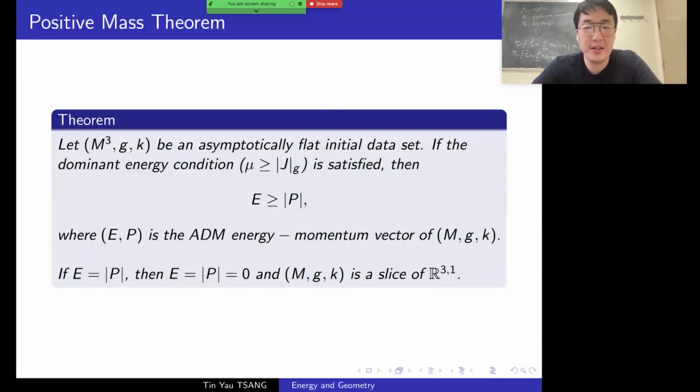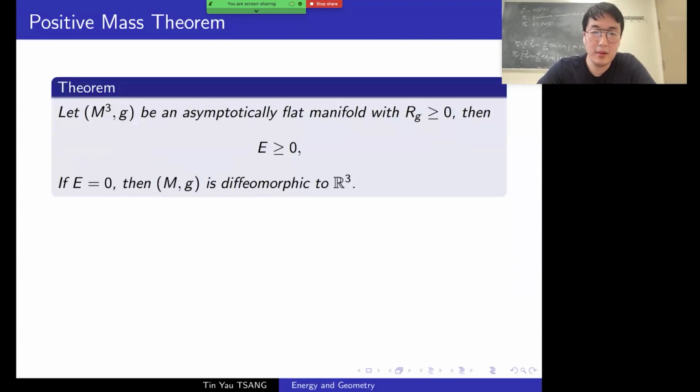Okay, let (M, g, k) be an initial data set, which is asymptotically flat. So if the dominant energy condition is satisfied, then E will be greater than or equal to the norm of P. Moreover, if E equals |P|, then E equals P equals 0, and (M, g, k) is actually a slice of Minkowski space. I'll just have a simple look at this theorem.